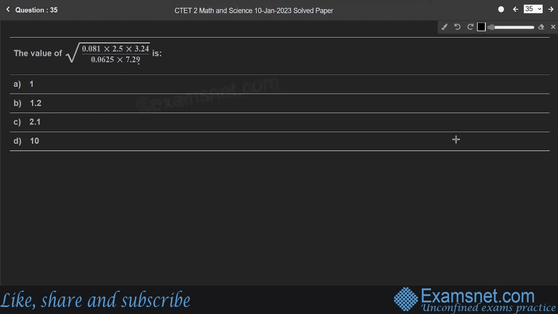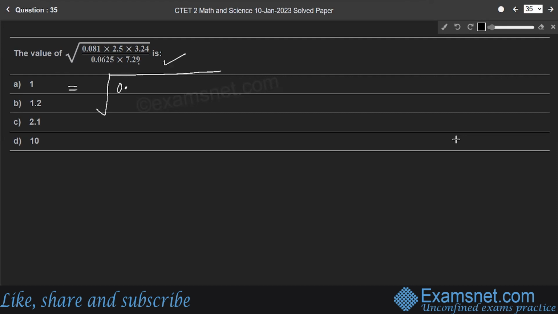Question 35. The value of root of 0.8081 into 2.5 into 3.24 whole divided by the denominator part is. So to solve this, let us convert all these decimal fraction numbers into whole numbers. For that, let us multiply the numerator and denominator by a constant number, which is 10 lakh, so that you can remove all these decimal points.